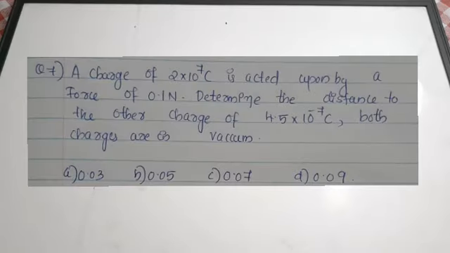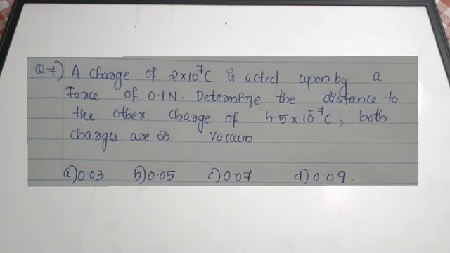Seventh question. Mostly all questions, more than 80% of questions are difficult and they are numerical questions. The seventh question is, a charge of 2 into 10 raised to 7 Coulomb is acted upon by a force of 0.1 Newton. So the force and the charge value is given. Determine the distance to the other charge of 4.5 into 10 raised to minus 7 Coulomb. Both charges are in vacuum.